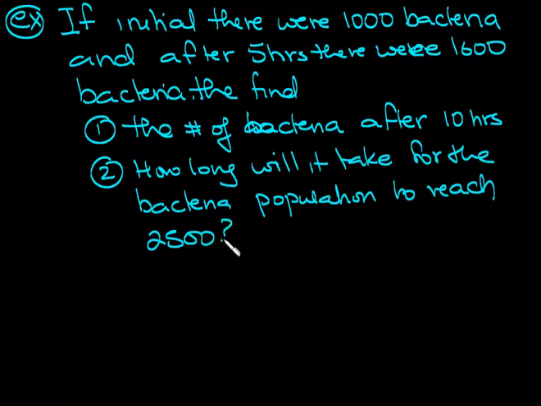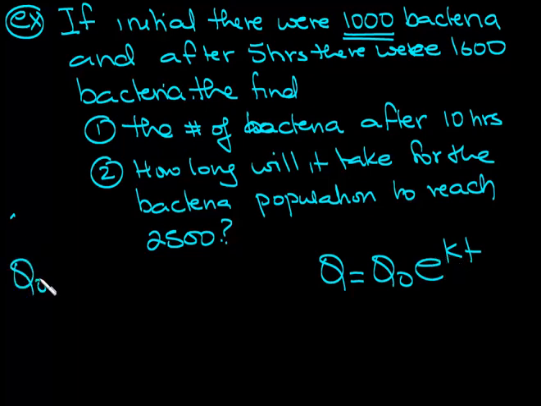So we want to find two things. This is a very typical problem for population growth. Let's write down what's given to us. They've said initially there were that many bacteria. If you go back to that formula, I'll write it on the side here: Q = Q₀e^(kt). It's a growth problem, so it's kt, not negative kt. Q₀ is called the initial population, so we had initially 1,000 bacteria.